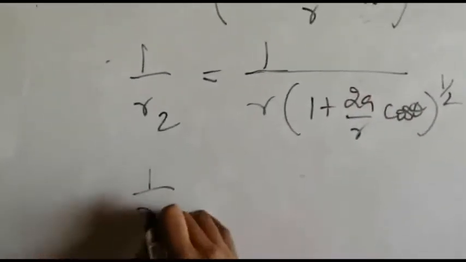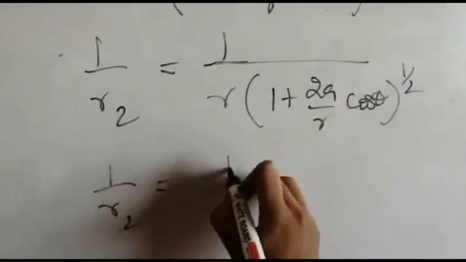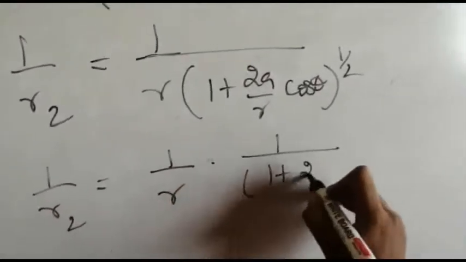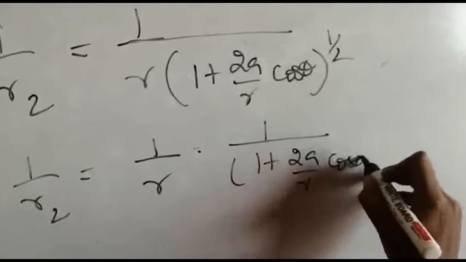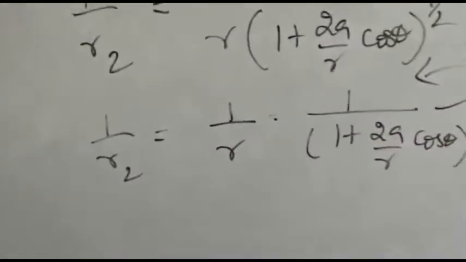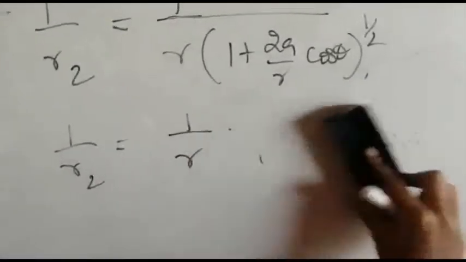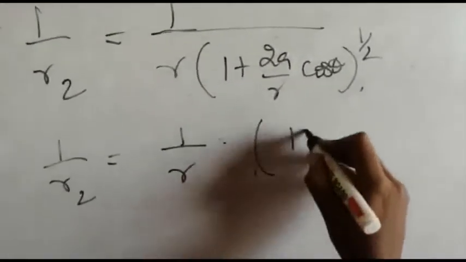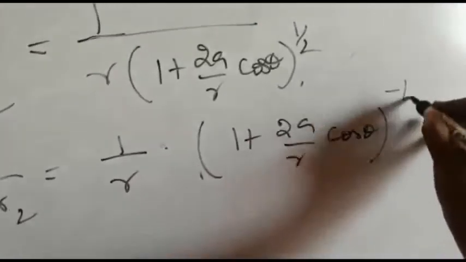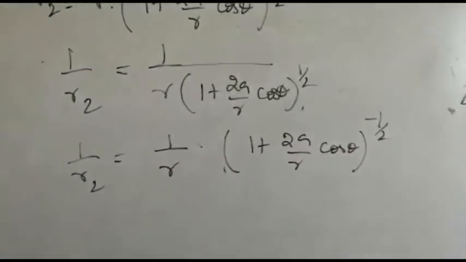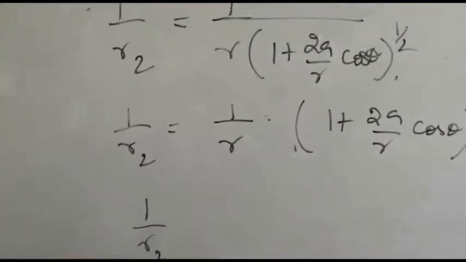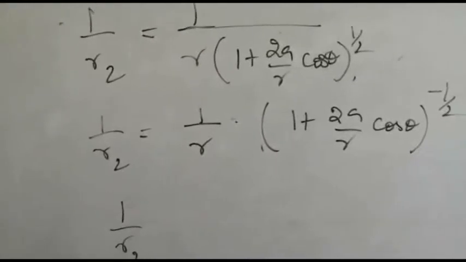This can be written as 1 by r2 is equal to 1 by r into 1 by (1 plus 2a by r cos theta) whole power 1 by 2. Bring this to the numerator now. It becomes (1 plus 2a by r cos theta) whole power minus 1 by 2.